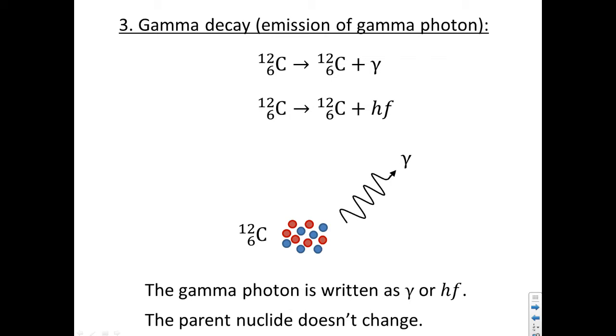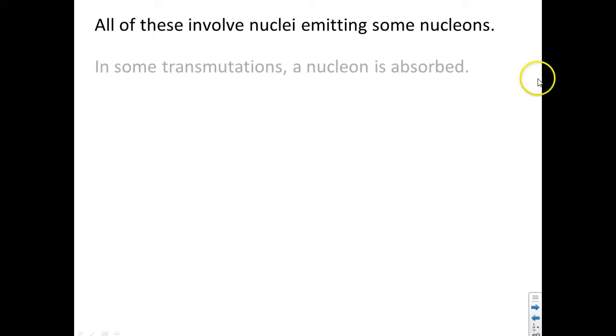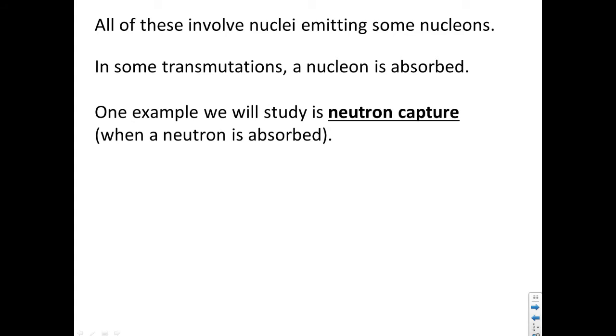Now, this type of reaction, or decay, usually follows either an alpha decay or a beta decay. So sometimes an alpha decay will occur, you'll have a little energy left over at the end, and that extra energy will be emitted as a gamma photon. Now, all of these have involved some nuclei emitting some of its nucleons, right? So, in some transmutations, though, we don't lose nucleons, we gain nucleons. They are absorbed.